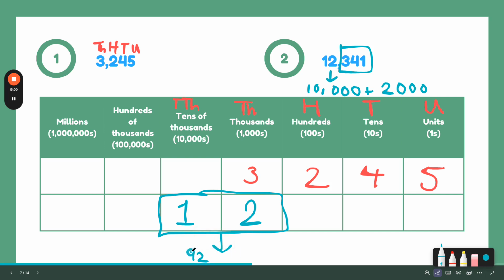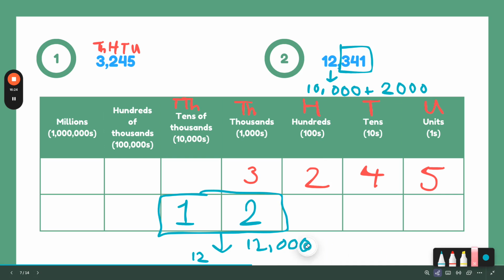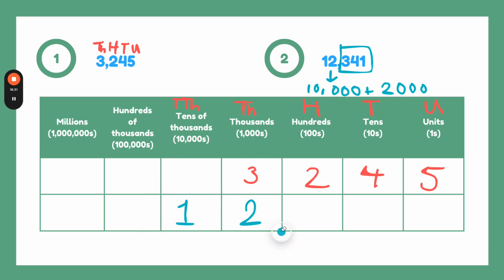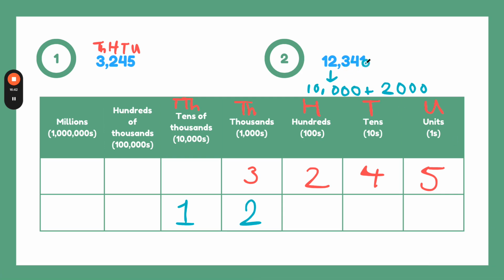So here, this portion of our number represents 12,000 because the 1 represents 10,000 and the 2 represents 2,000. 10,000 plus 2,000 is 12,000. So imagine when you say the number 12,000, this portion of our number is the 12,000 part. Then all we're left with is the 341 part of our number.